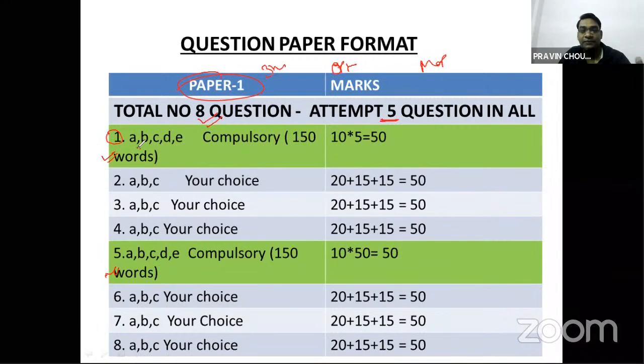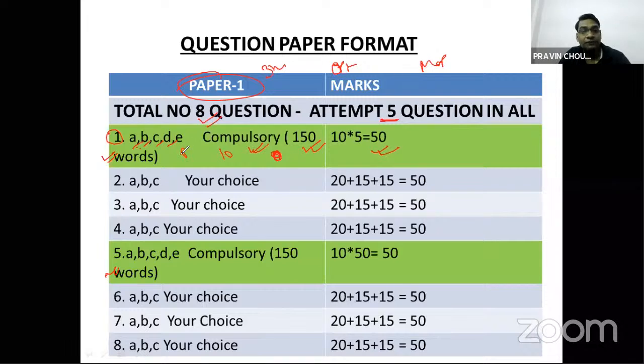Question number 1 will be divided into 5 questions: 1A, B, C, D, E. Each question will be 10 marks, and this is compulsory for each and everybody. You have to attempt it, and this will be for 50 marks. You have to write in 150 words.